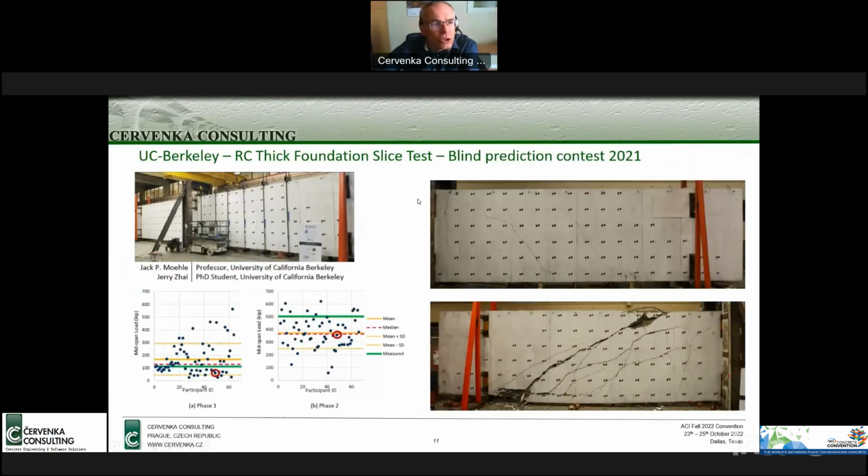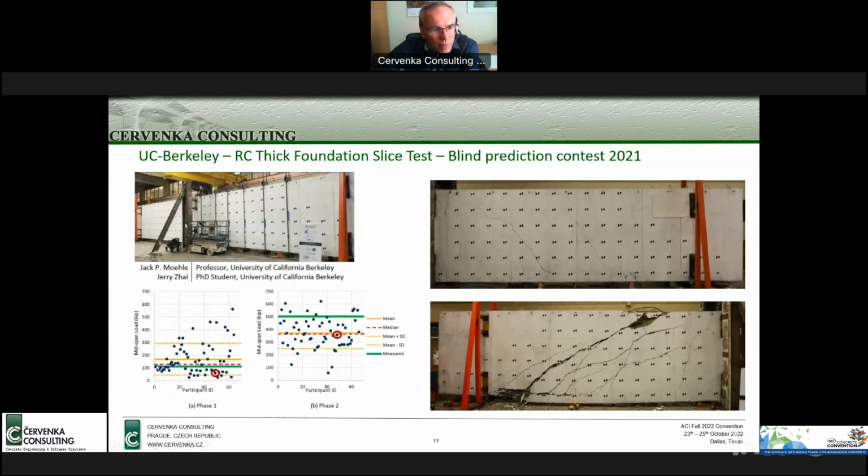But let me continue with another competition, a more recent one from 2021. This time, a very similar beam tested at the University of California at Berkeley. Here you see the results. Again, it was a single beam, but one side was without shear reinforcement, which was later strengthened by these ties, and then the beam was reloaded to crack it on the other side.